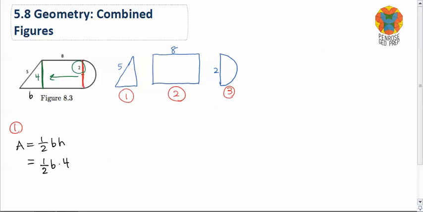To find the length of the base, recognize that this is a right triangle. So we can use the Pythagorean theorem to find that the missing side is 3. If you need help figuring this out, check out the Pythagorean theorem worksheet and the videos associated with it. Alright, so now that we know that the base is 3, we can finish this by writing 3 in for the base and 4 for the height. So we get that the area of the triangle is 6.